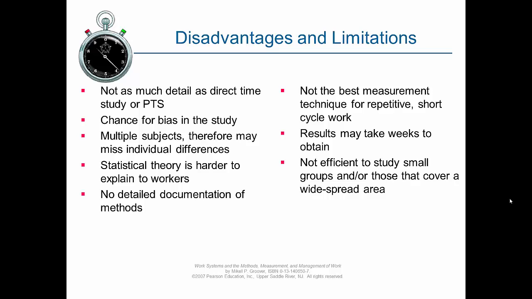The statistical theory is harder to explain to workers, so it's harder for the general population to have an understanding of that. And then, as I mentioned before, it's not the best measurement for repetitive short cycle work. We definitely want to use direct time study or predetermined time study for that. And if we want to capture all of the different types of categories, like if we're looking at classroom use or maybe how department chairs spend their time, we'd really want to look at a whole quarter, I would think, at a minimum, to see how their time is distributed.